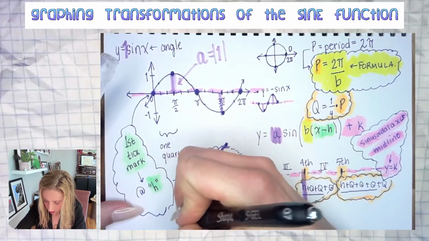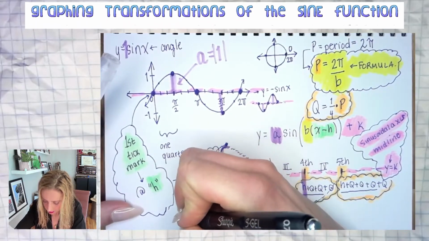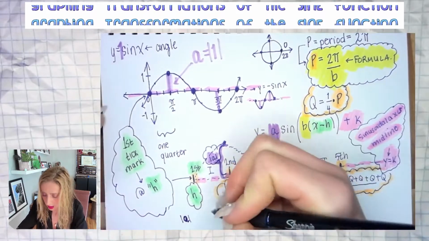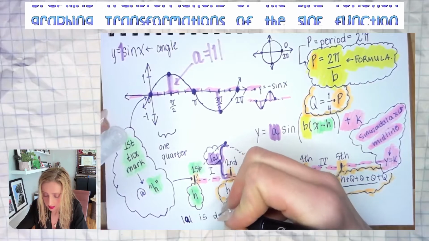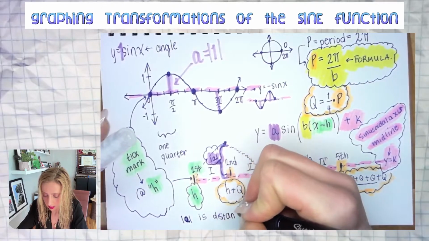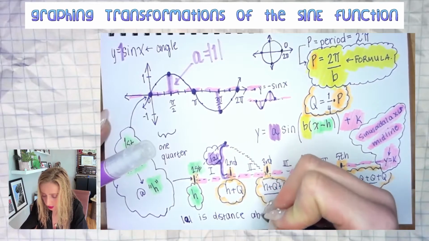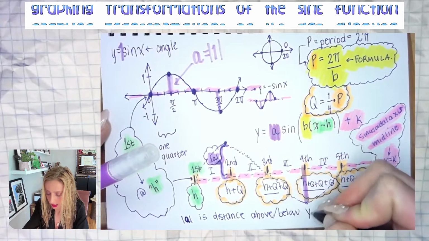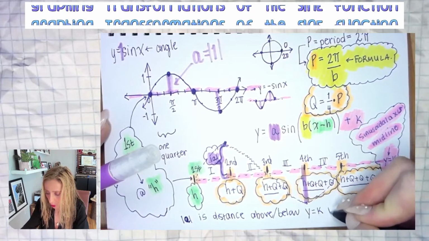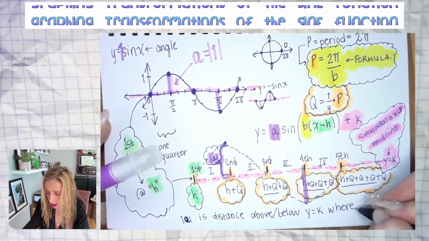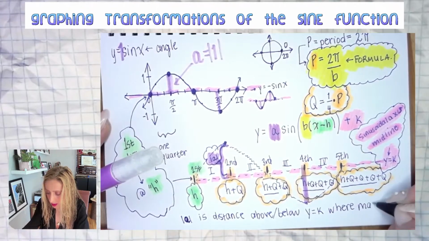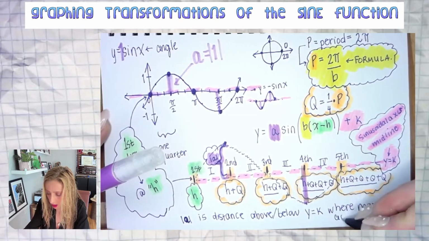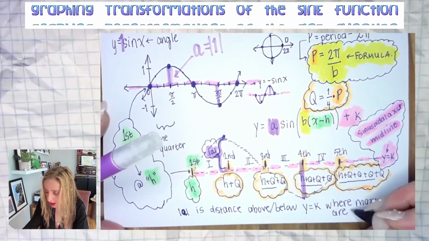So I'm going to put a little note, absolute value of A, that's an A, sorry if it looks like another letter, my tail's a little long, is distance above or below y equals k, where max and min are located.